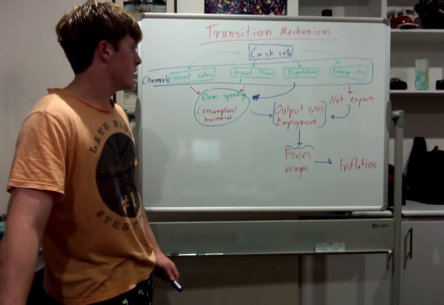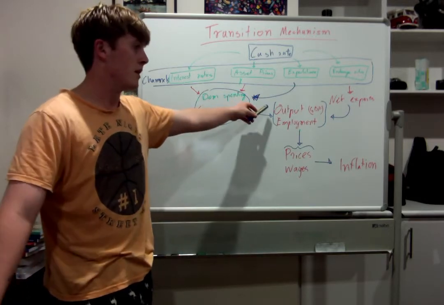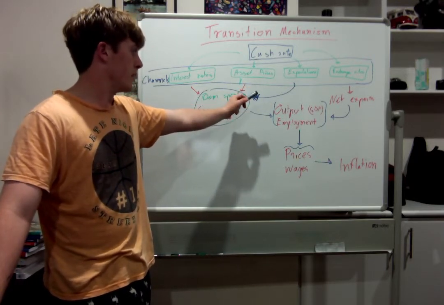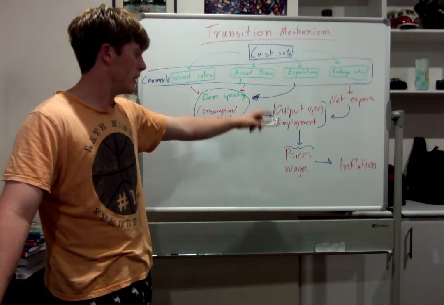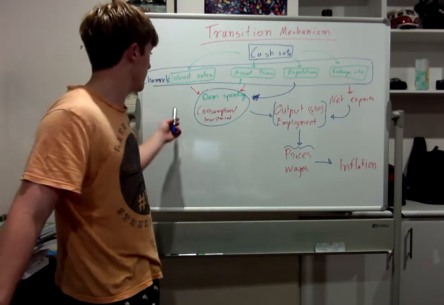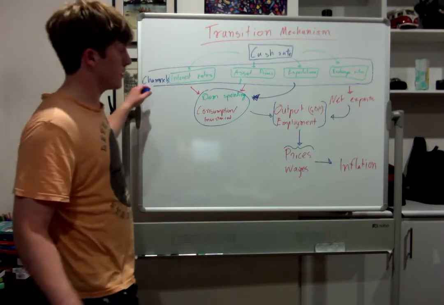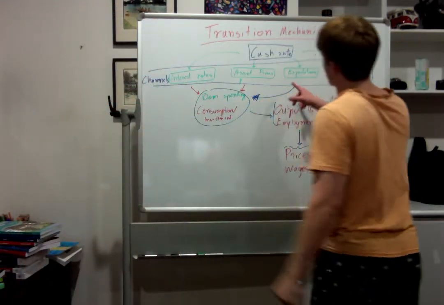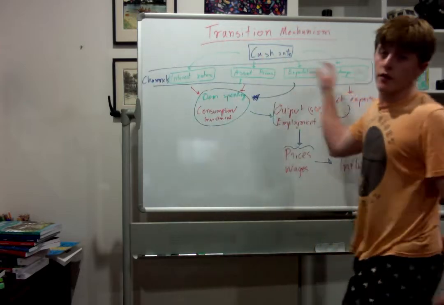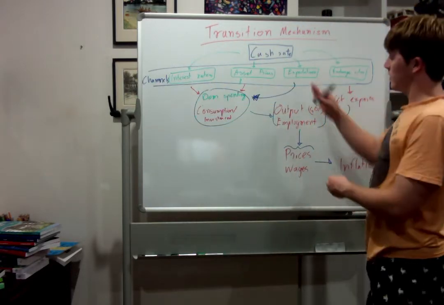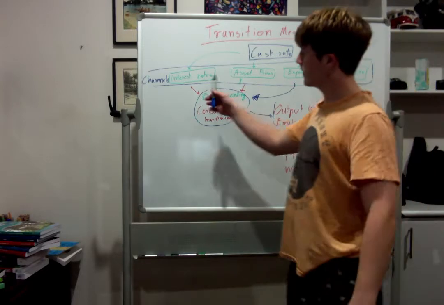So essentially, you've got your main ones like output, GDP, employment, and inflation. They're the big ones, but obviously it affects other things. These are the first things it affects, and these are your channels. Expectations isn't really a channel, but interest rates.